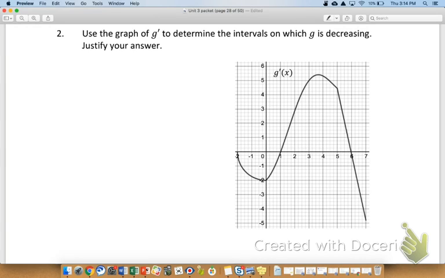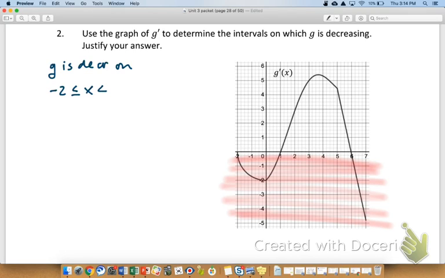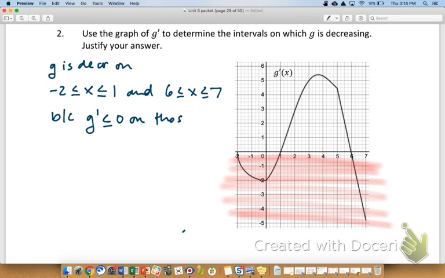Below the x-axis. So I would be looking for all these values down here. So my answers will be: G is decreasing on -2 to 1 and 6 to 7. Because why? G prime is less than 0. Yep, G prime is negative on those intervals. And that last little piece would be your justification. We've got it all tied up.